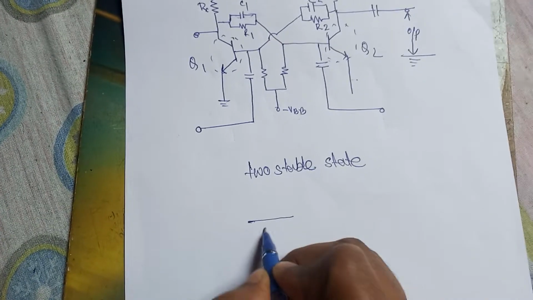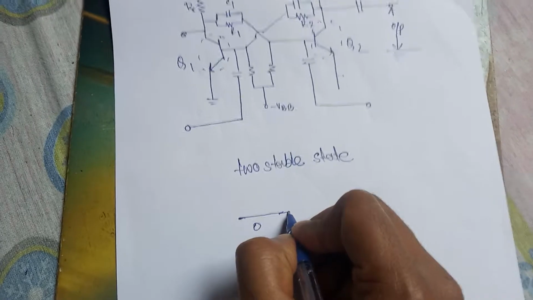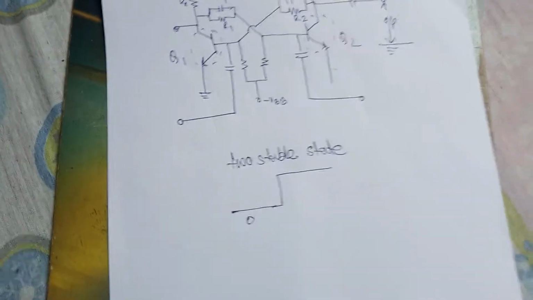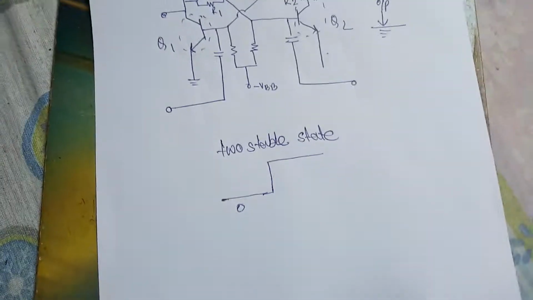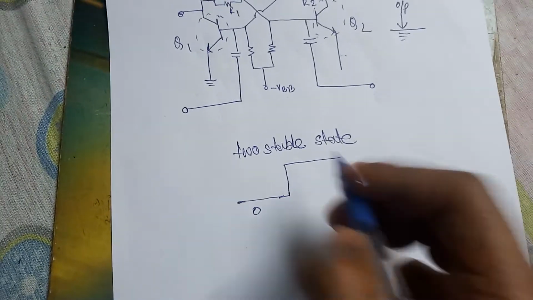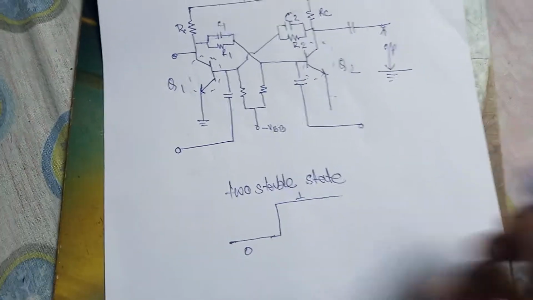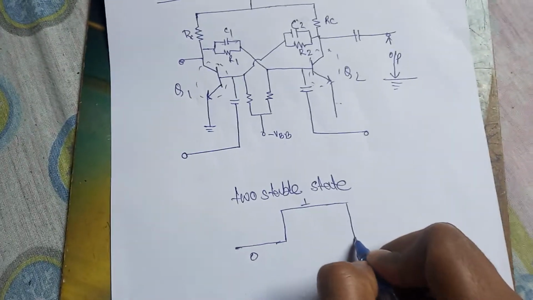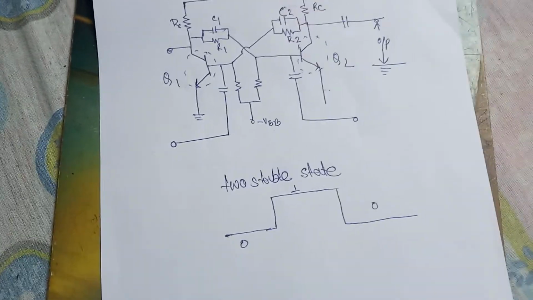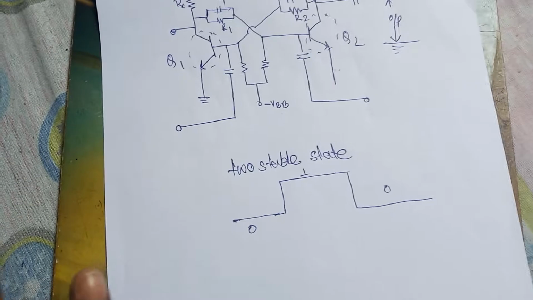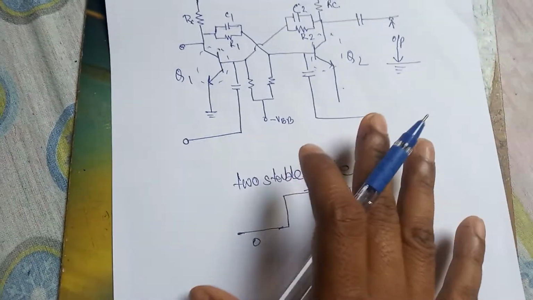First of all, if the output is 0, it always stays at 0. Then if we apply a trigger, it goes to 1. Without applying any triggering, it always stays in the 0 state. After applying triggering, it goes into the 1 state, and it remains in this 1 state. Again, if we apply a trigger, it goes back to the 0 state. So without applying any kind of triggering, we cannot change the state. For this reason, it is known as a bistable multivibrator.